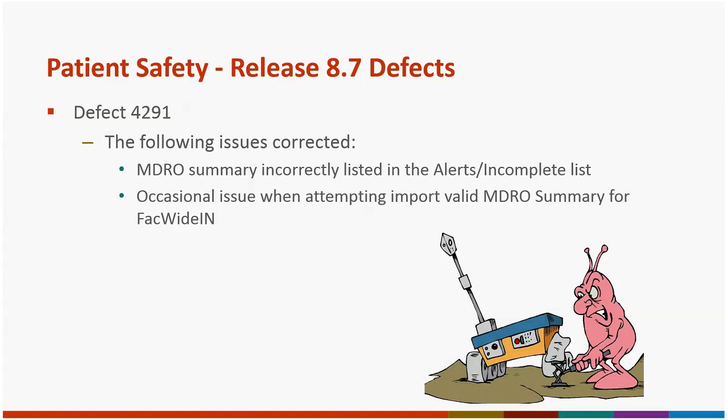Yes, so for the MDRO summary, it was appearing in the alerts and incomplete list when there were no issues with that MDRO. Also, when importing valid MDRO summaries for FACWIDE in, there were UI display issues or required fields that weren't showing as required. So we did make corrections to those errors, and there shouldn't be any more of those appearing in your incomplete list or any of the other issues relating to MDRO. Next slide, please.